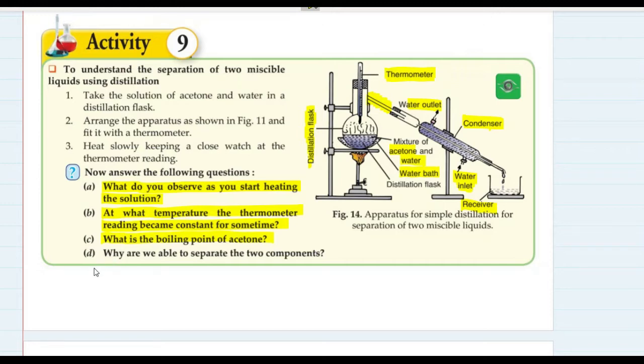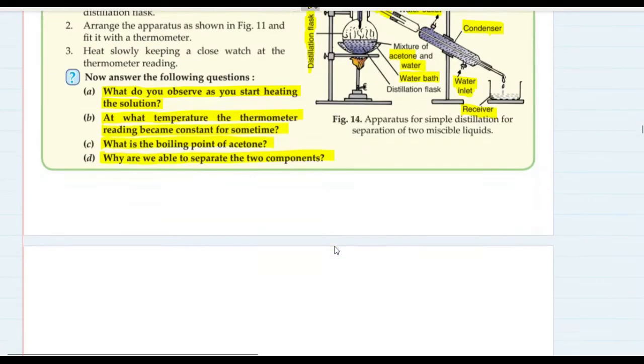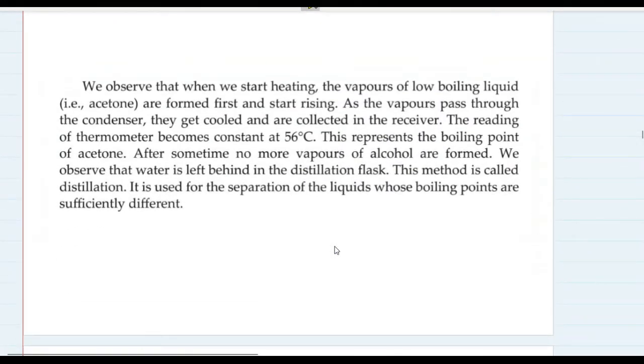Why are we able to separate the two components? We are able to separate the two components of this miscible mixture. The liquids are miscible and they are kept in a mixture. We are able to separate these two liquids, which are miscible, because they have different boiling points. So yes, 56 degrees Celsius is the boiling point of acetone.